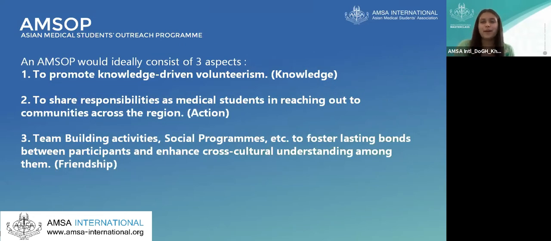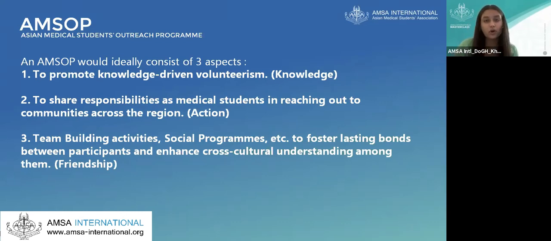Moving ahead, what would an AMSOC ideally consist of? There would be three main aspects corresponding to the vision of AMSA International, that is knowledge, action, and friendship. The first aspect would be to promote knowledge-driven volunteerism, wherein we aim to produce volunteers of high quality and efficiency, and an orientation or training program would be introduced on the first few days of the AMSOC. Initial orientation and training are necessary to introduce participants to the background and definition of the mission or the course in detail. The more they are exposed to and understand the nature of the course, the more they will be able to contribute by means of public relations and advocacy.